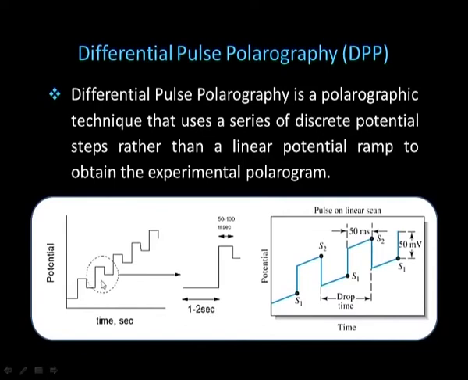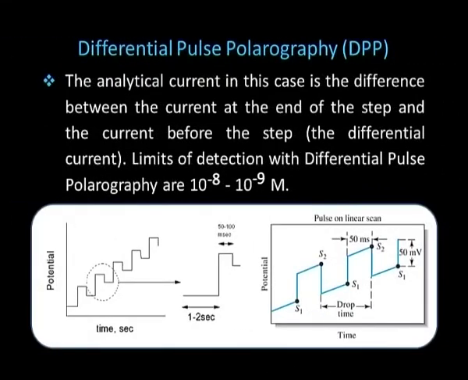Now, here the duration of the pulse is about 40 millisecond or 50 to 100 millisecond, and the current is sampled 2 times, just before the application of the pulse and during the last 20 millisecond of the pulse. The analytical current in this case is the difference between the current at the end of the step and the current before the step, and the limit of detection with differential pulse polarography is much lower in comparison to normal pulse or ordinary DC polarography.